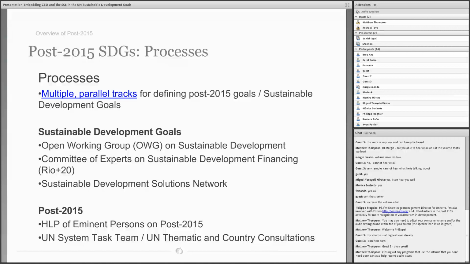Then you also have the Expert Committee on Sustainable Development Financing, which is charged with looking at how to finance the Sustainable Development Goals. And finally, the Secretary General, Ban Ki-moon, set up a Sustainable Development Solutions Network, which is headed by Jeffrey Sachs. The idea there was to inject research and analysis on sustainable development into the process. That group has produced a report where they've suggested what the Sustainable Development Goals might look like. That came out last year in June, and they are now just finishing up a consultation on 100 indicators that they have suggested could be used to assess progress on the Sustainable Development Goals. So that's the one side of it.